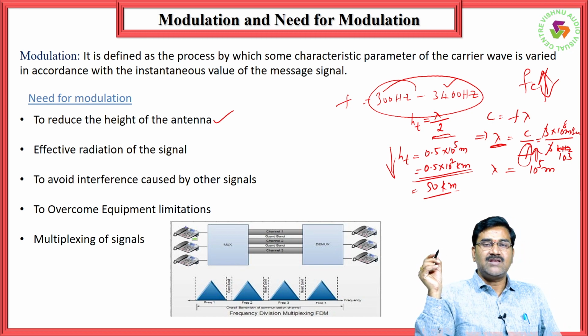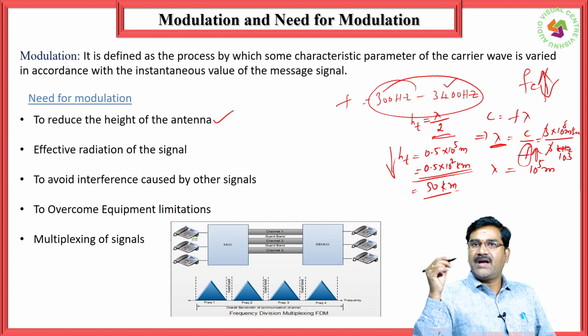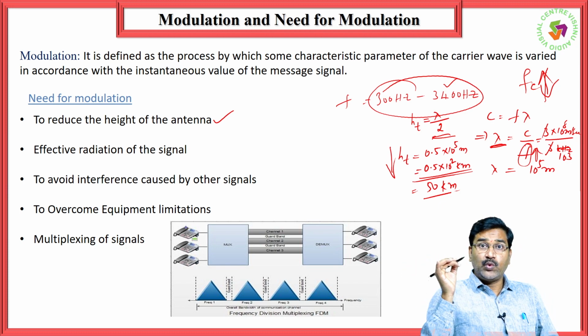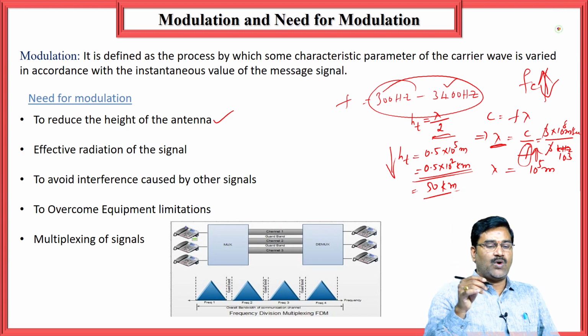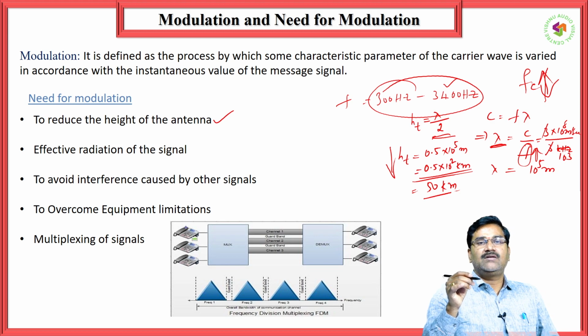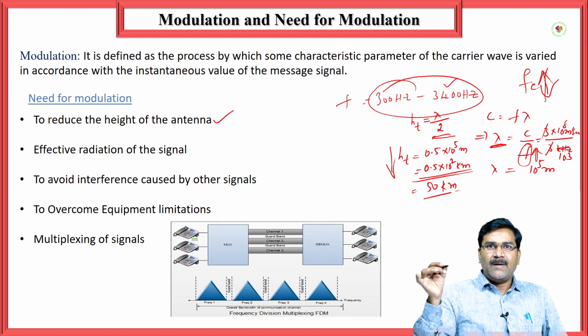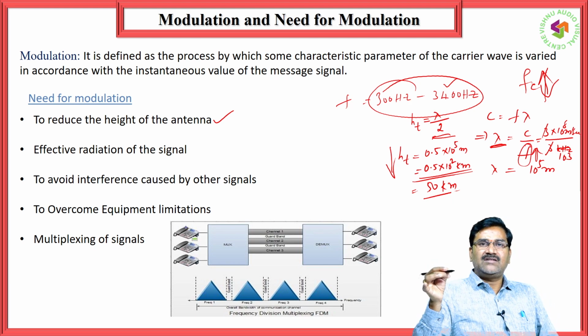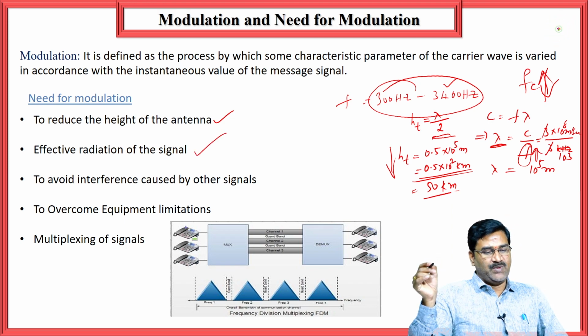And next point is, the low frequency signals cannot be radiated by antenna, and to radiate the signal effectively through the antenna, you require modulation, so that modulation will convert a low frequency signal into high frequency signal, so that that signal will be at the speed of light, so that it can be radiated over the free space.